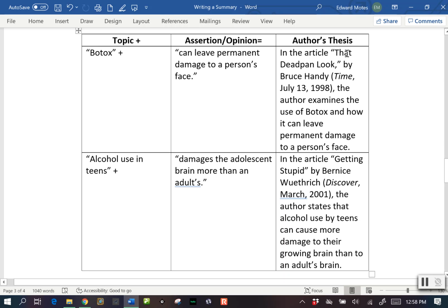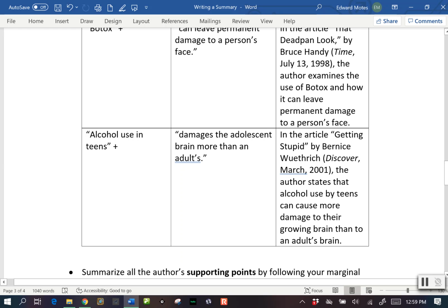In the article, "That Deadpan Look," article title in quotes, all important words capitalized, by Bruce Handy, author. Then we have the parentheses: Time, the source, italicized, the date. The author examines the use of Botox and how it can leave permanent damage in a person's face. Okay, so this is all written in one sentence, and it gives the topic plus what the author's saying about that topic. Let's take a look at another example.